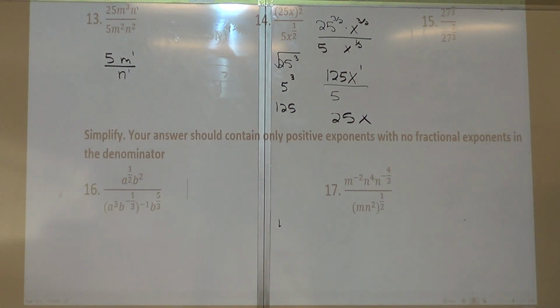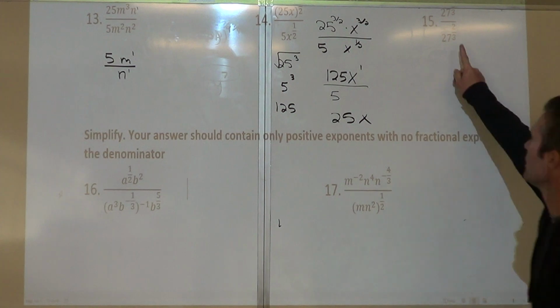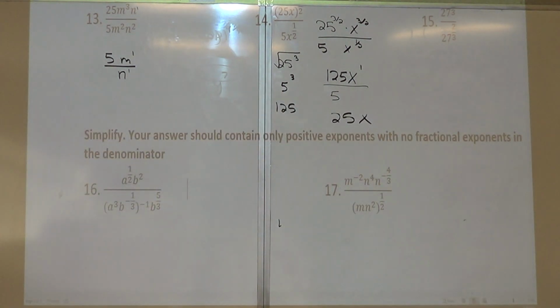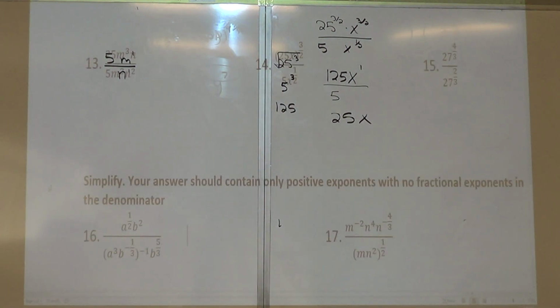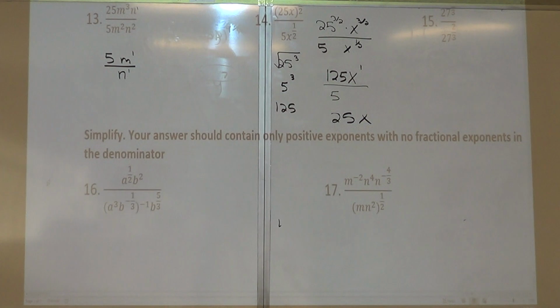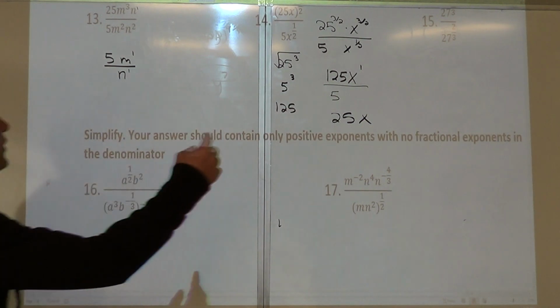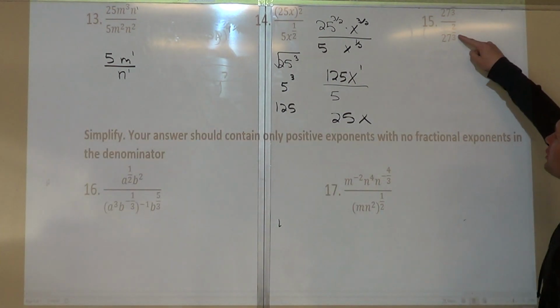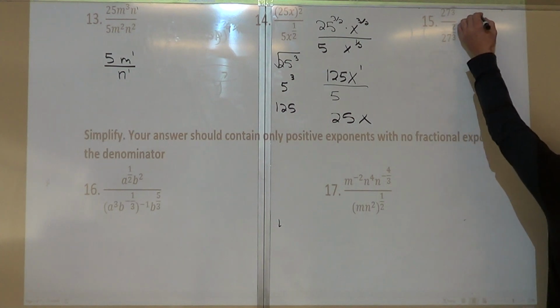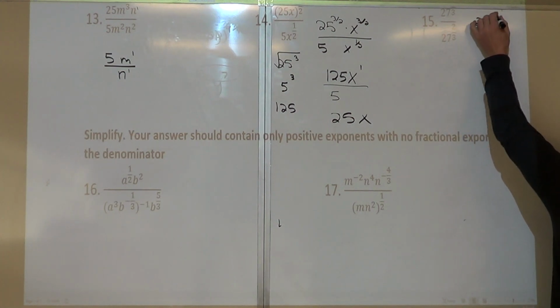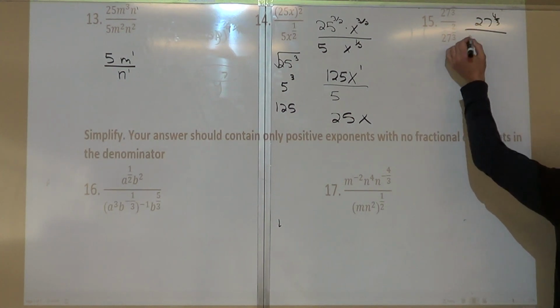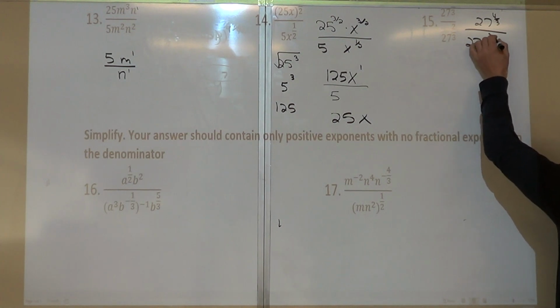And this is one that you actually saw before. Again, here we look at those. The bases are the same. It's 27 for both of them. So it's 4/3 and 2/3. So we're going to go 4/3 minus 2/3. So this is 27 to the 4/3 over 27 to the 2/3.